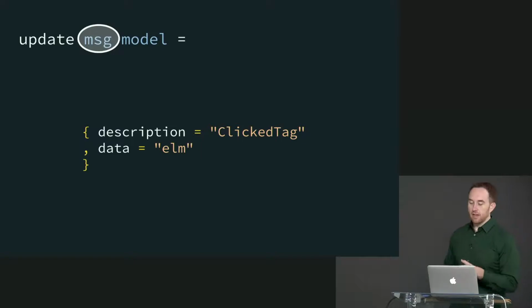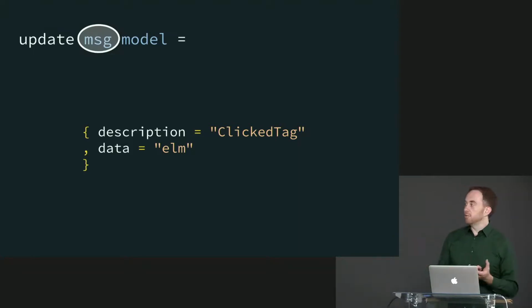Here's an example of something we could use for message. We get to decide the format of message. I've chosen this particular format, but we're actually going to evolve this over the course of the workshop to a different format. But for now, this is a good starting point. We're just using a record. We're saying update gets a record for its message that has a description of clicked tag, which is sort of a pretty straightforward description of what happened. And then it's got a little piece of extra data which describes which tag the user clicked.